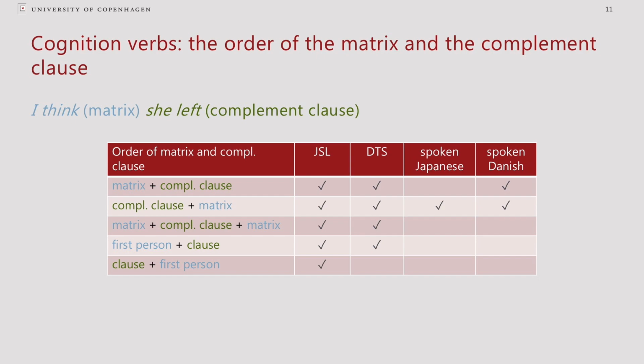And now first to the cognition verbs. What I looked at here was the order of the matrix and the complement clause. And the matrix is what corresponds to I think in English. And the complement clause corresponds to she left. And as you can see from the table, please take a look at the table.